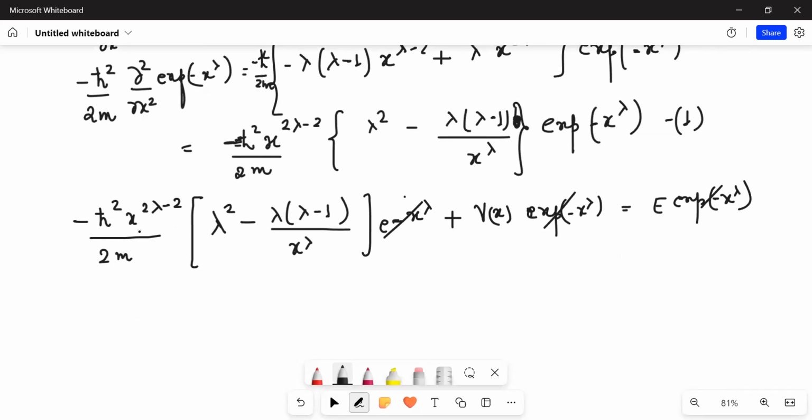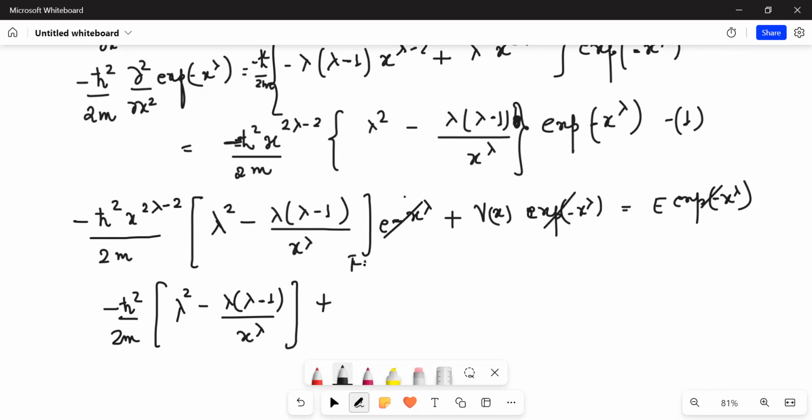is to take this common. So I'll divide this up. So this will be −ħ² upon 2m times λ² − λ(λ − 1) upon x raised to the power λ, plus. Now understand that for sufficiently large values of x, I can write my V(x) equal to kx raised to the power β, and then I will have this division by x raised to the power 2. So I'll get −2λ + 2 equal to E exponential 2 − 2λ.